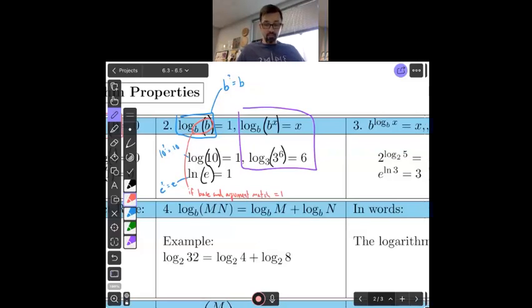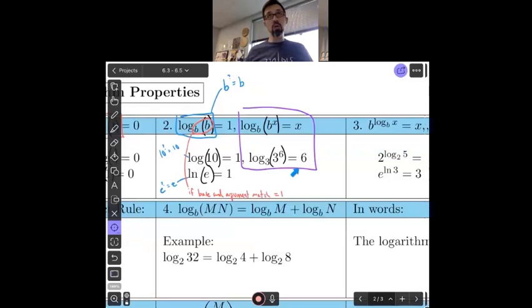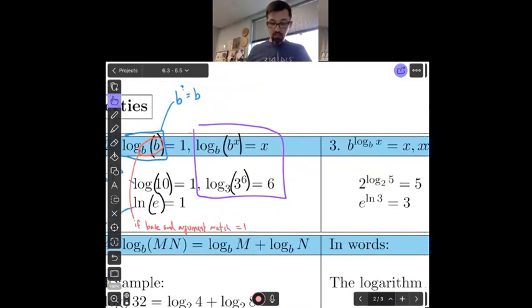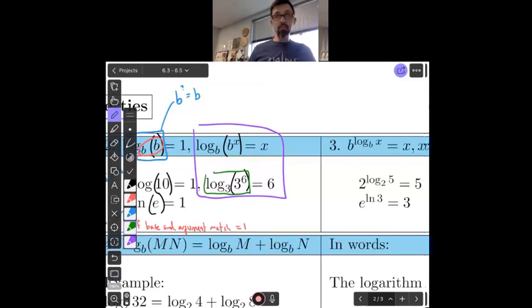Every time. Okay? So this part here is kind of a corollary to that. It comes from that. Log base b of b to the x equals x, or log base 3 of 3 to the 6th equals 6. Basically what that comes from is that you go to this and say, what does that mean? That would mean 3 to the what equals 3 to the 6th. Well, 3 to the 6th equals 3 to the 6th, right? So the answer is 6.